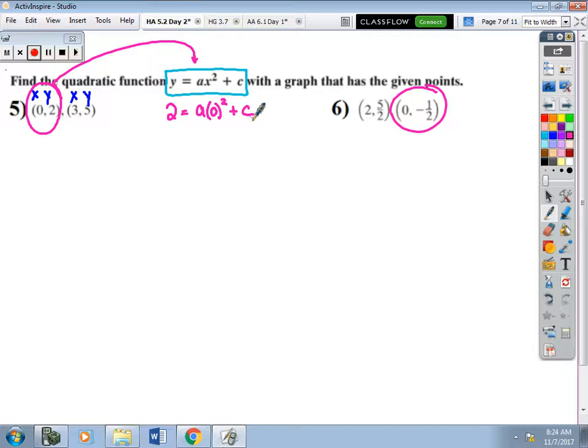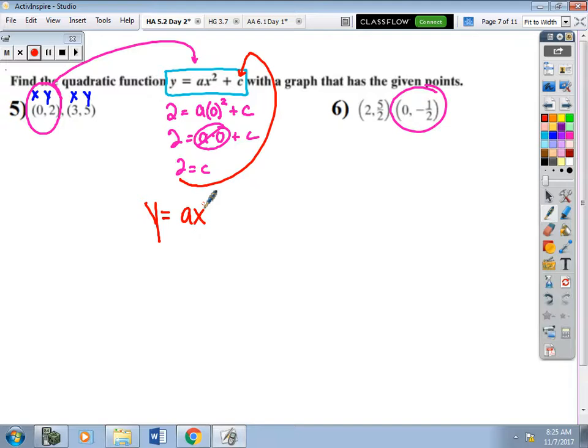So 0 squared is 0. 0 times a is nothing. So this would just go to 0. So we're going to end up getting 2 equals c. c equals 2. Now, before you take and plug the other point in, you actually want to take the value you got for c, 2, and plug it in for c to get a new function. So we'll have y equals ax squared plus 2. Now we'll plug in the second point.